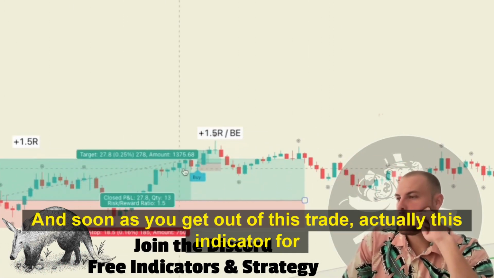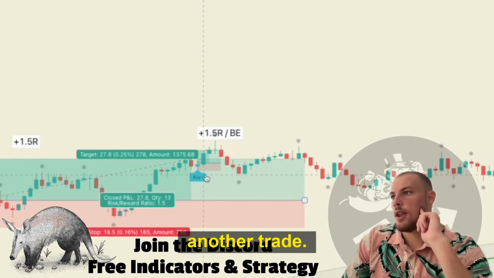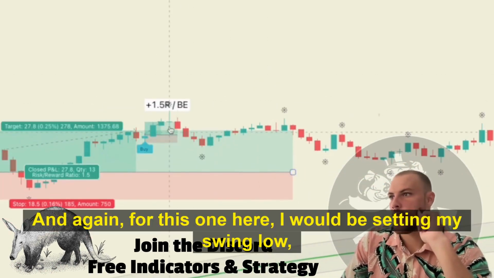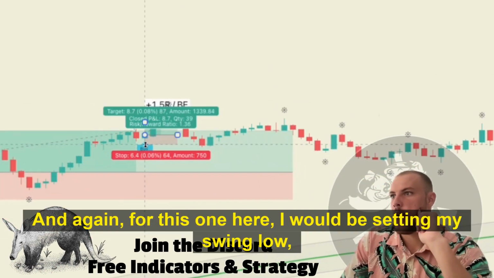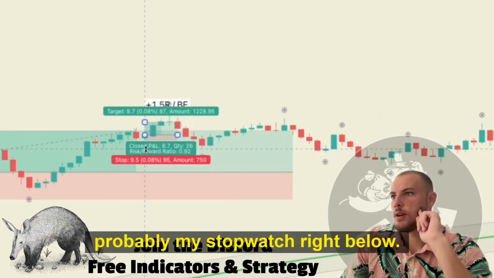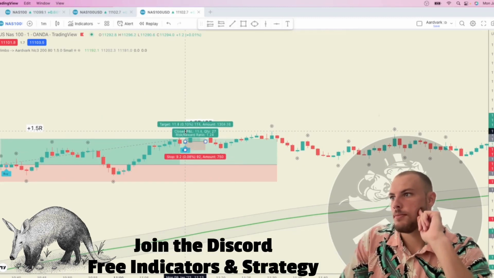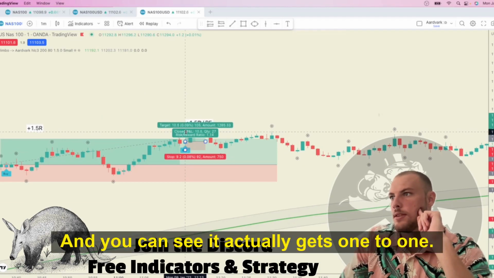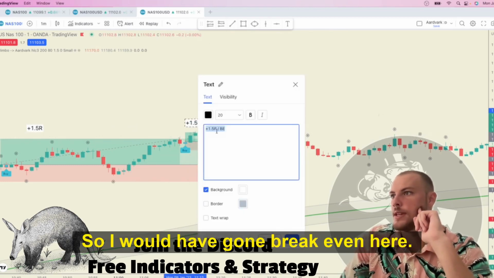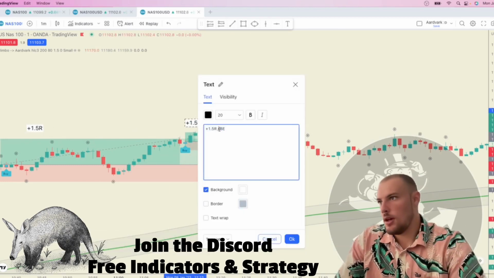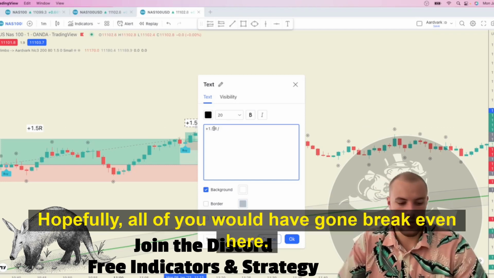And as soon as you get out of this trade, you'd actually get this indicator for another trade. And again, for this one here, I would be setting my swing low, probably my stop loss right below these candles or this doji. And you can see it actually gets 1 to 1. So I would have gone break even here. Hopefully all of you would have gone break even here.